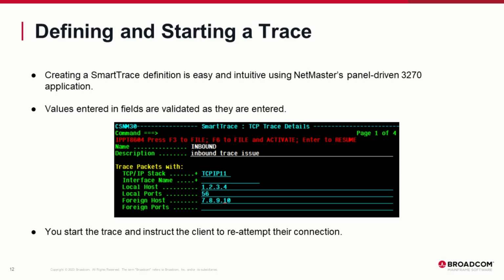When you're done setting up the SmartTrace definition in the 3270 panels, you file it by pressing F3. You're prompted to save it by re-entering F3 or to save and also activate or start by entering F6. You could also decide you're not done editing and simply hit the Enter key to continue customizing the definition. The web portal interface is just as intuitive with drop-down options, data entry fields, and on-screen hints about required fields. Buttons at the bottom of the trace definition screen allow you to save or save and start your trace definition.